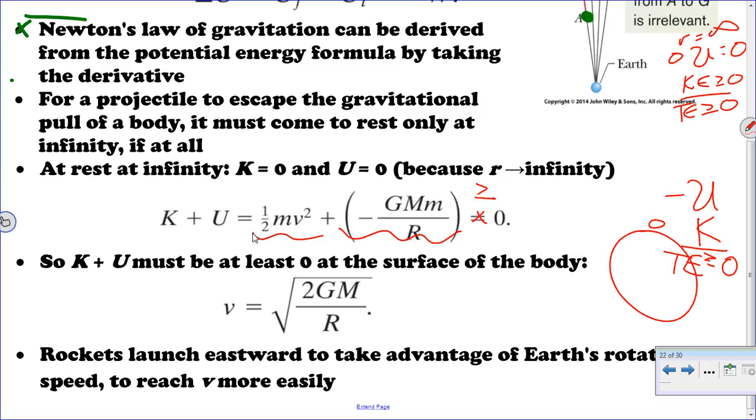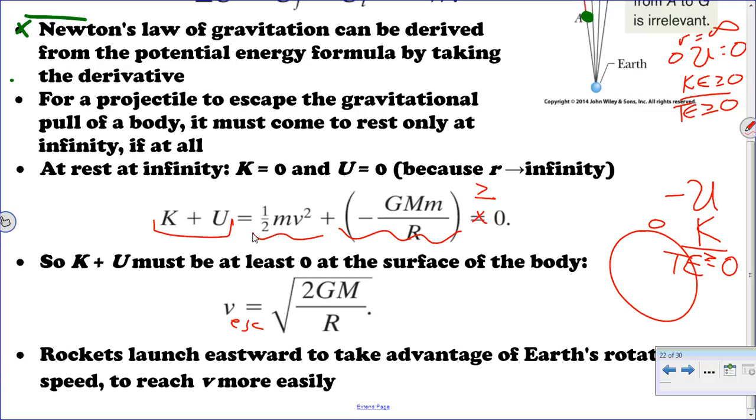All right, so look at this equation. This is what's got to be happening at the surface of the planet. My kinetic energy plus my gravitational potential energy has got to be equal to 0 or bigger. Okay? So if you rearrange this equation, if you move this over and then solve for v, you get this. All right? And this is the equation for the escape velocity of an object from the surface of that planet. Follow?